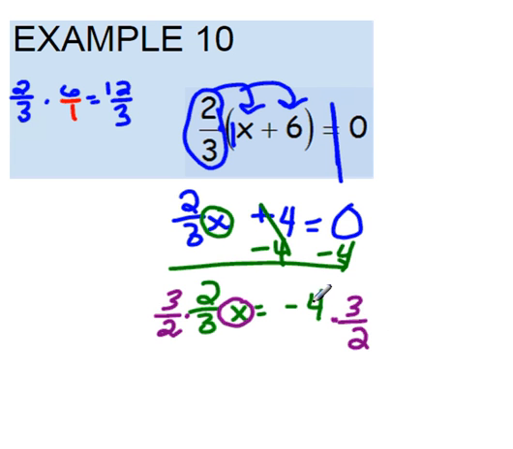And don't forget this negative 4 becomes negative 4/1. So I have negative 4 times 3, which is going to give me a negative 12, and then I have the 1 times 2, which will give me 2. So if we reduce that, we get, once these cancel, x will equal negative 6.